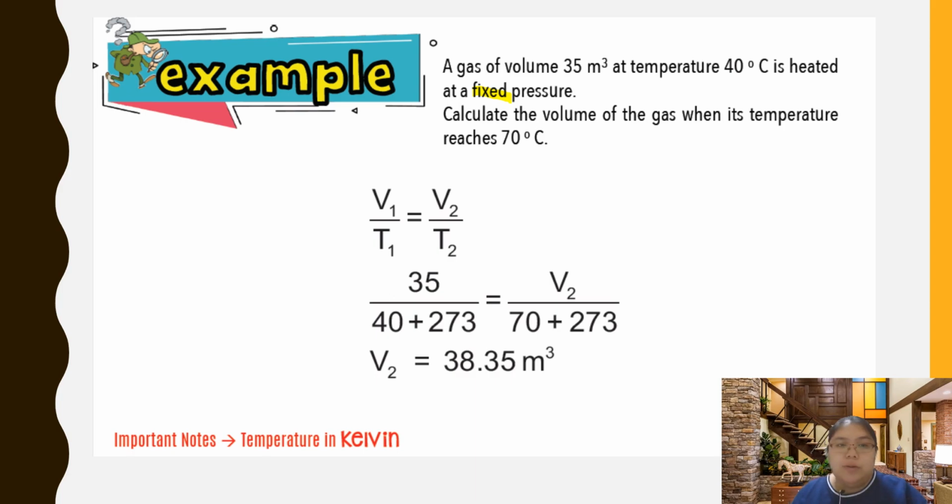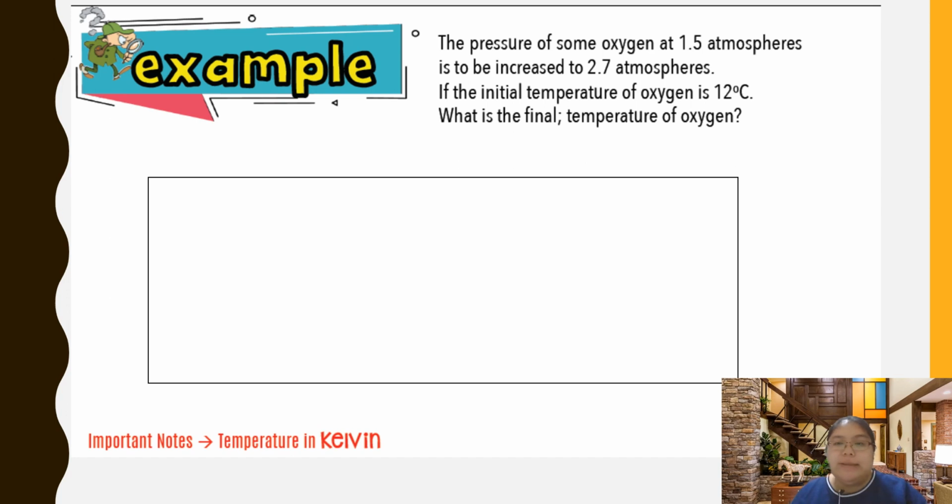Okay, now we go to the pressure of some oxygen, 1.5 atmospheric pressure. Then it increases to 2.7 atmospheric. So P1 is 1.5, P2 is 2.7. Initial temperature. So this is the pressure law, temperature and pressure. The temperature now is 12 degrees Celsius, so you need to convert to Kelvin. Now they ask you for the final, meaning the T2.